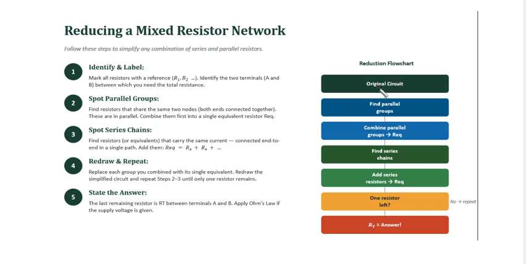So a simple flow chart that describes this process is given here. Step one is you have your original circuit. Step two, you find the parallel groups, that is the resistors in parallel. Step three, you combine the parallel resistors. And then step four, you find the series resistors. And then step five, you add the series resistors. And then at the end of the day, you are left with just a single resistor.